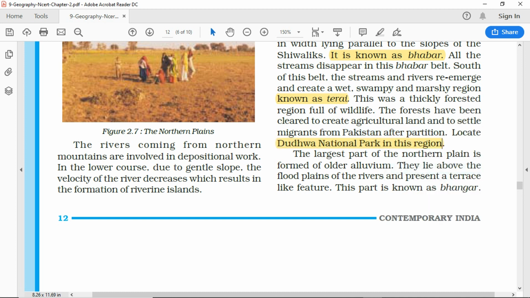The largest part of the northern plain is formed of older alluvium. They lie above the floodplains of the rivers and present a terrace-like feature. This part is known as Bhangar. Physical features of India 13.